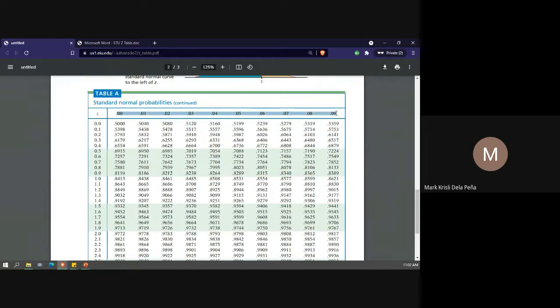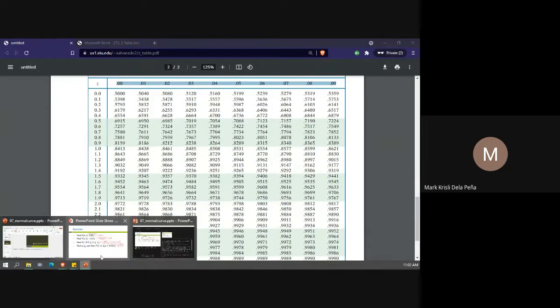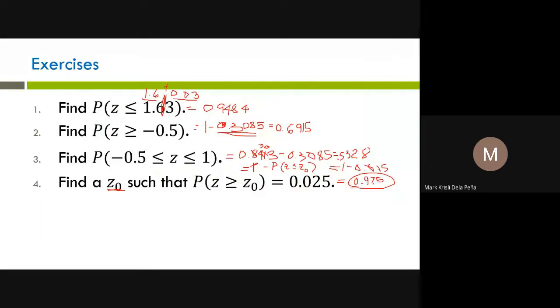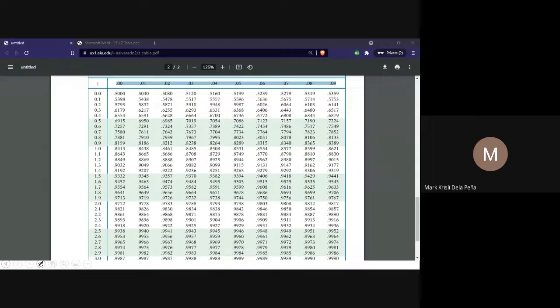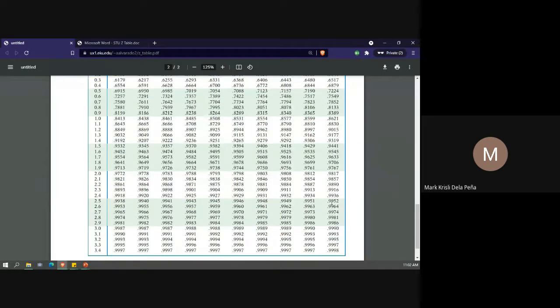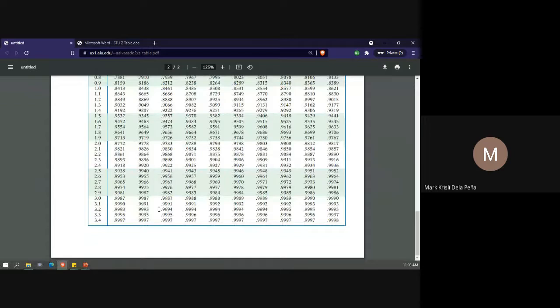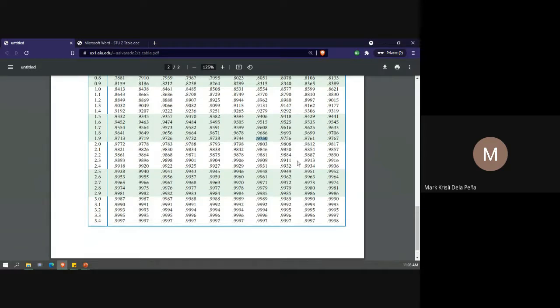So again, in our previous example, we based it on the rows in the first column and the headers. Now, here we are given the areas, so we'll just need to find the equivalent z. Take note that this is the notation: since it is greater than or equal to z₀, we subtract from 1. That's 0.975. So look for 0.975. Here, we have 0.975.